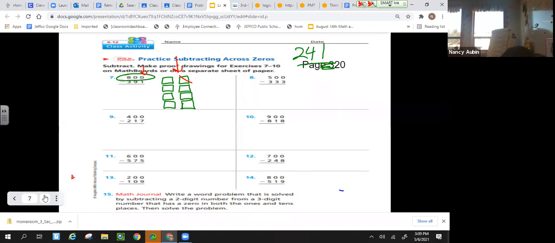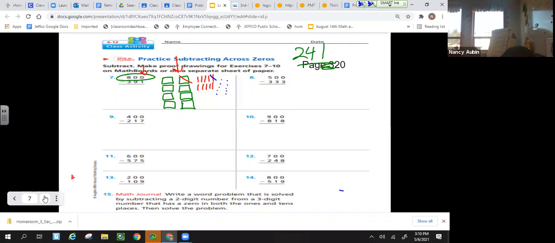How many tens are in 100? 10. 3, 4, 5, 6, 7, 8, 9, 10. I still don't have any ones I can take away though. What do I need to do, Henrik, to get some ones? Where do I get ones? From those? Okay, cross out my 10s. 1, 2, 3, 4, 5, 6, 7, 8, 9, 10. Now I have 10 ones.